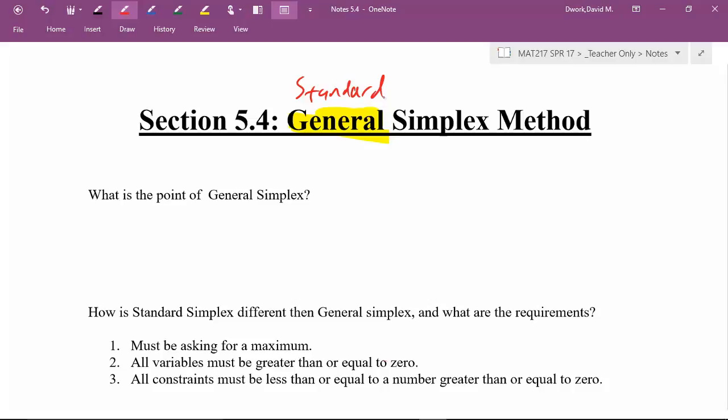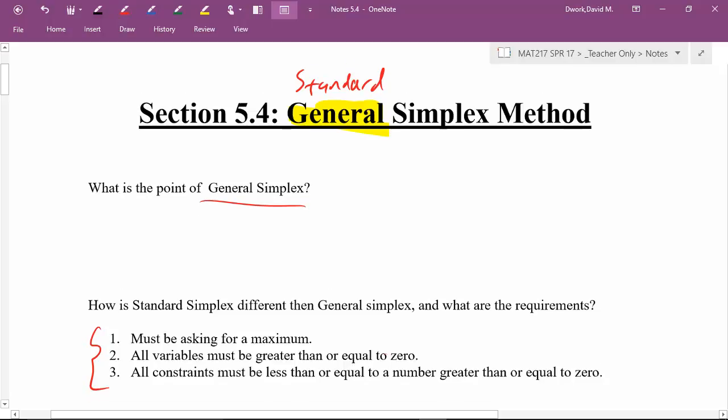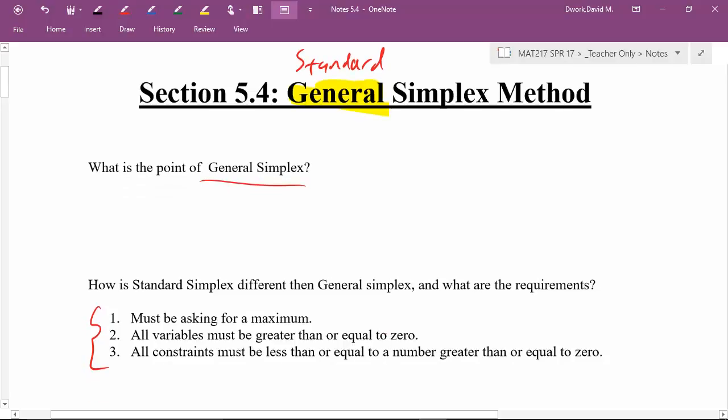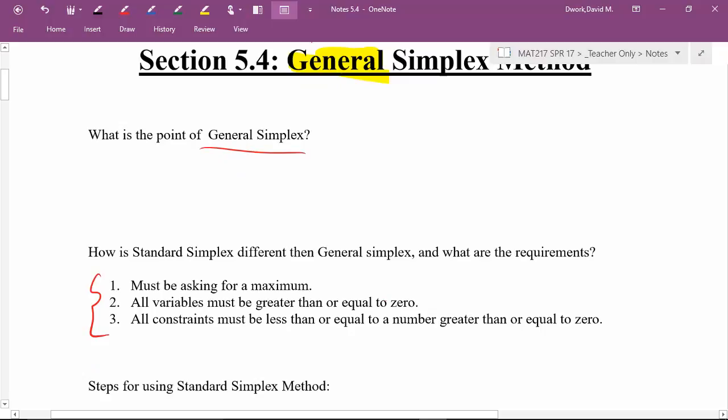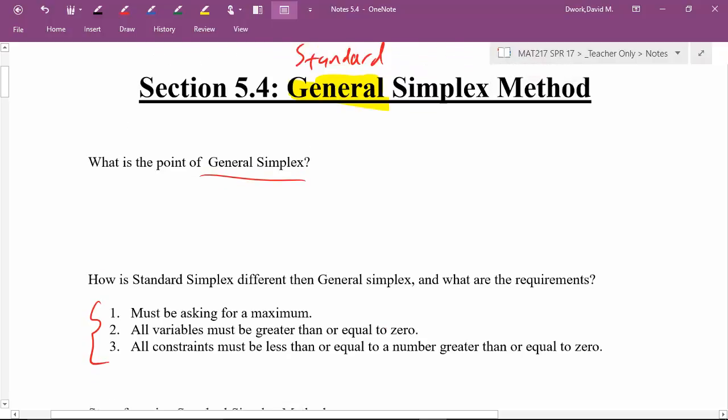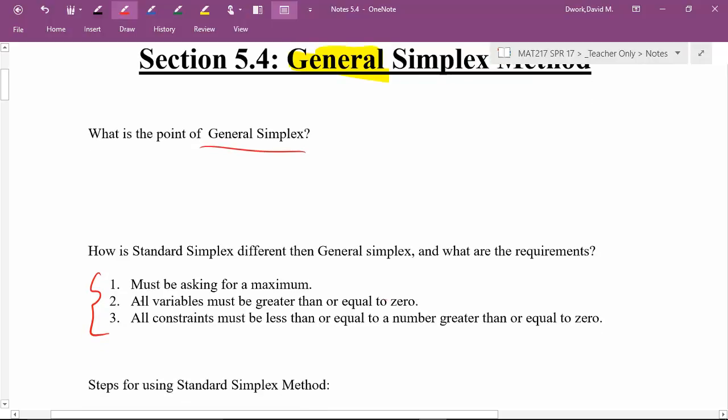So standard had the requirement, these three requirements, if you remember from the previous lesson. What's the point of general? Well, two of the three are going to get knocked out. It's going to be a lot less restrictive. The negative to general simplex is there's more steps. So if you were writing the computer program for it and you knew it was a standard problem, you would not want to execute the general part of your program because it would waste time, it would waste code. So you want to just keep it as simple as possible.